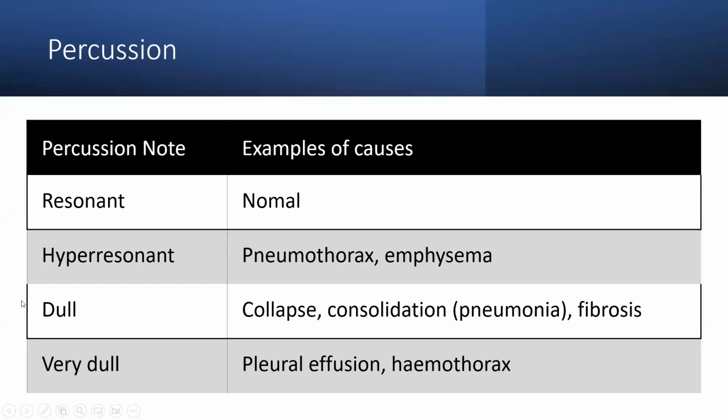A normal sound would be resonant, which is what you expect, but sometimes you might hear something hyperresonant, which could be a sign of pneumothorax or emphysema. I know you're going to get your pneumothorax lecture next week, so you'll learn a little bit more about this. If you think about percussion sounds, it's like physics. If you have a container which is empty and you hit it, it will sound hyperresonant. So air in the lung will sound hyperresonant, whereas if there's something in the container, such as pneumonia, then it will sound a lot more dull.